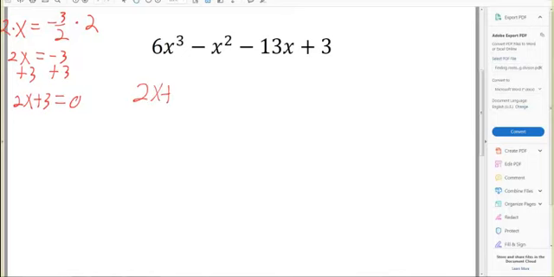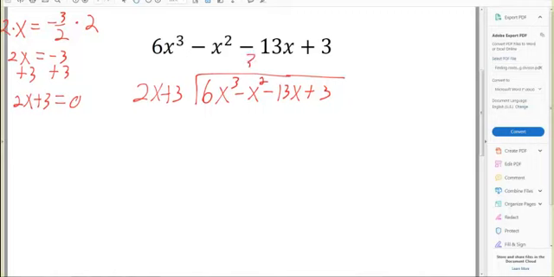So we'll have 2x plus 3 divided into 6x cubed minus x squared minus 13x plus 3. And then from here we're going to long divide. I'm going to do this somewhat quicker than the last video. If you need a reminder on it, this is a good reminder. But if you need a fuller description on what we're doing, go watch the last video. So we have 2x times 3x squared to give us 6x cubed. And so we'll multiply out the 2x by the 3x squared, which is 6x cubed. 3x squared times 3 is 9x squared.